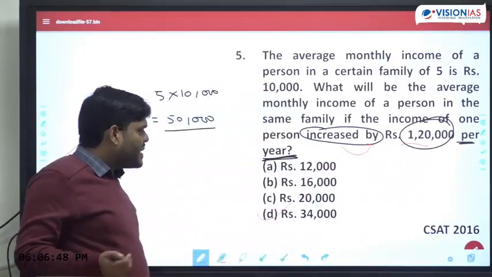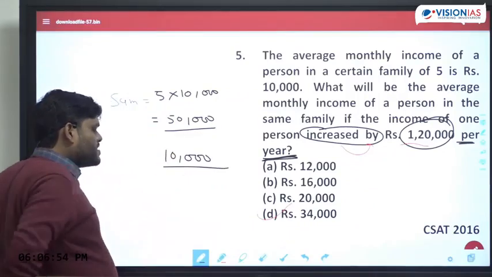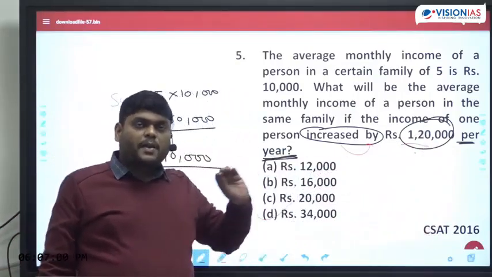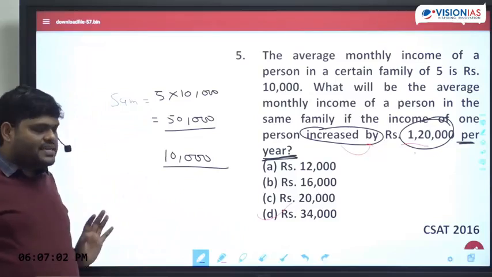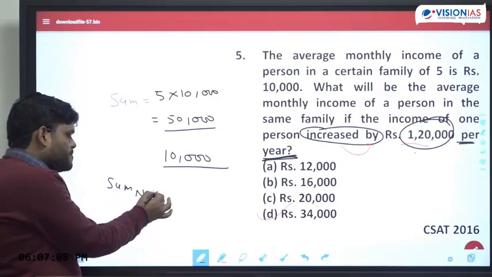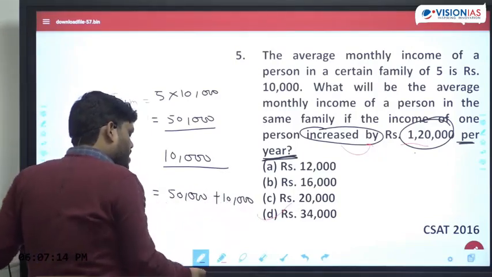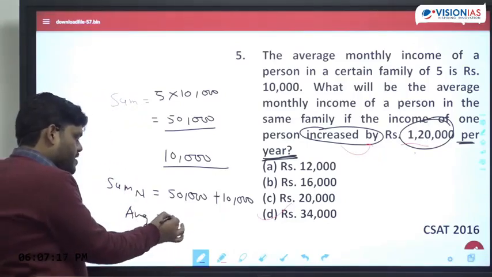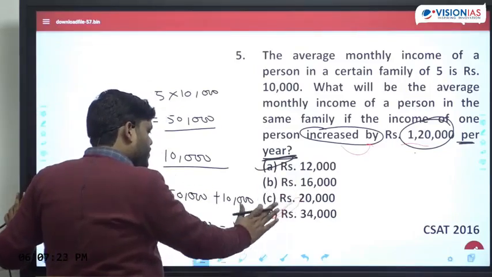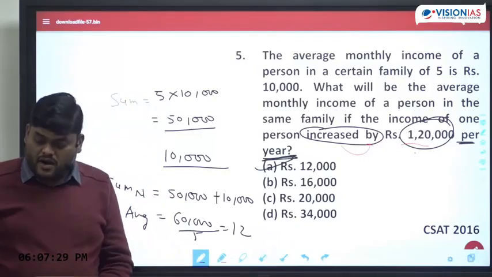That means each month increment is 10,000 rupees. If it is 1,20,000 per year increment, that means each month increment is 10,000 rupees. So this 10,000 rupees will be the increment. That means the new sum will be 50,000 plus 10,000, and now the new average will be 60,000 divided by 5. Answer will be A. Okay? So be careful with the statement.